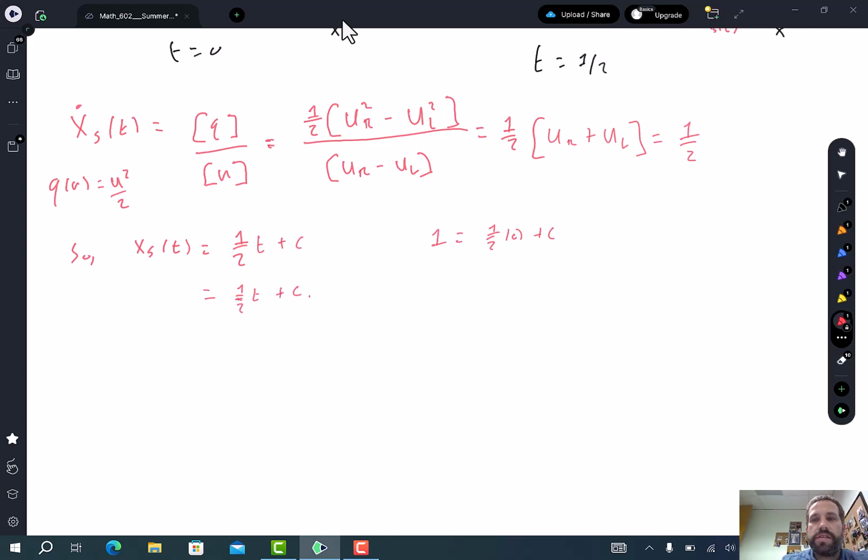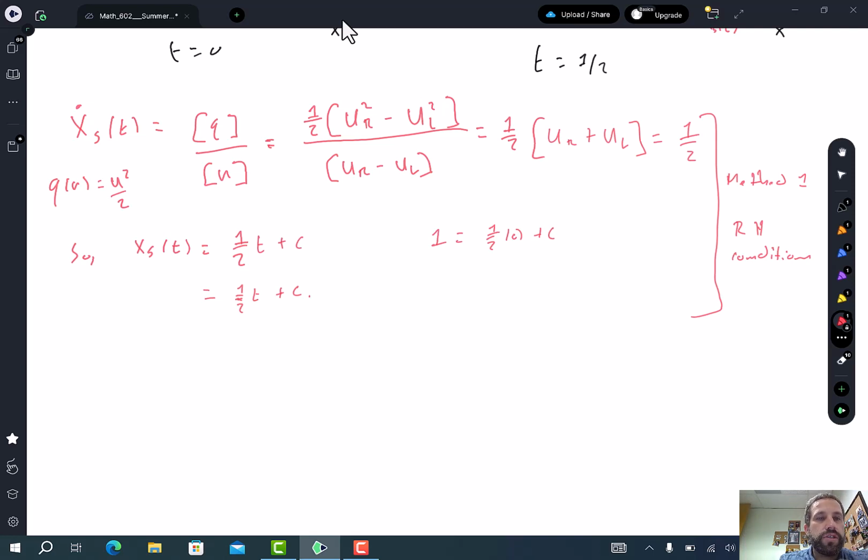Okay, so this is method 1. This is the method that we already know about, using the RH condition. Okay, so let's look at another method, and this method is going to be based on conservation of mass. So it's a conservation equation.